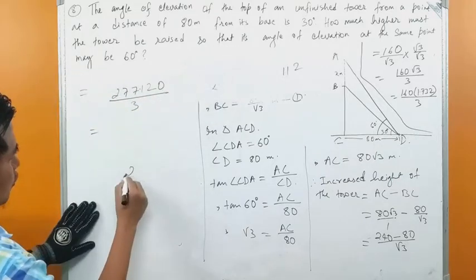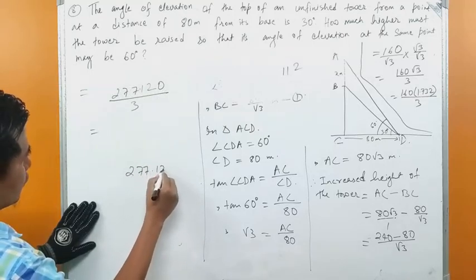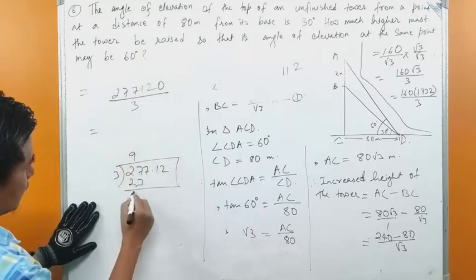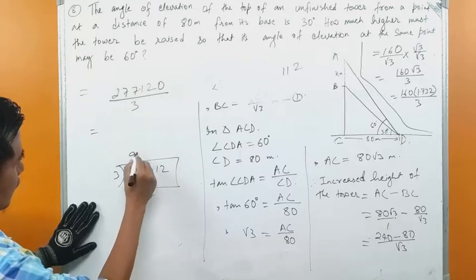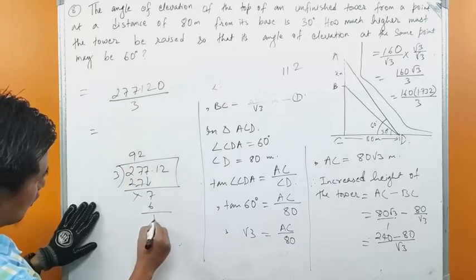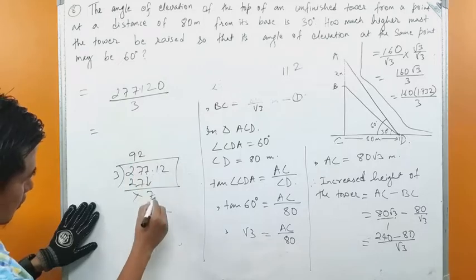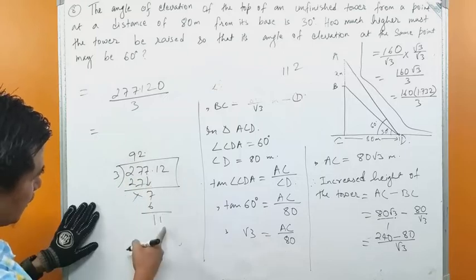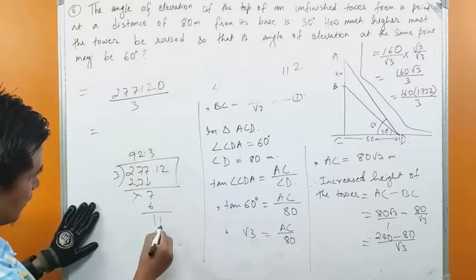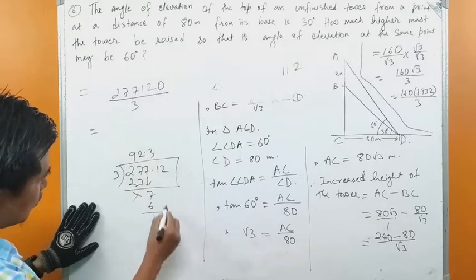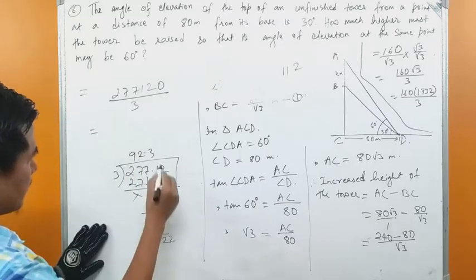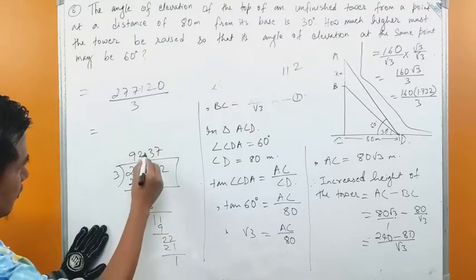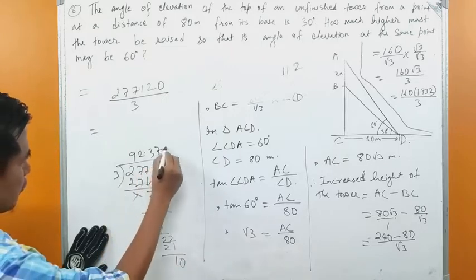277.12 divided by 3. 3 9s are 27. This is gone. Now 7 comes down. 3 2s are 6. 7 minus 6 is 1. Decimal point. So I must put decimal point before I bring down this 1. 3 3s are 9, 10, 11, 2. This 2 comes down. 3 7s are 21. 2 minus 1 is 1. Point is there, so we must put 0. 3 3s are 9.